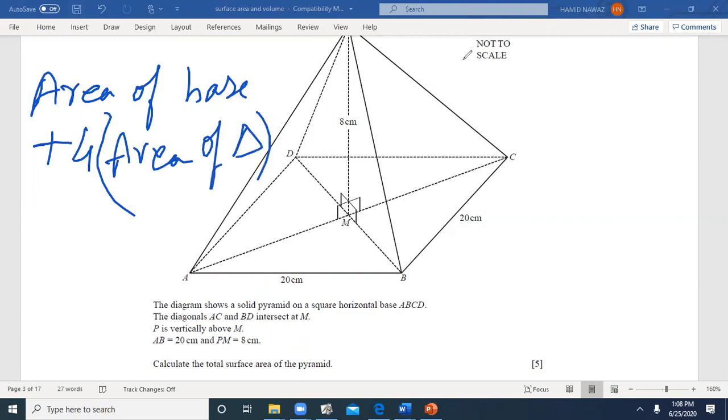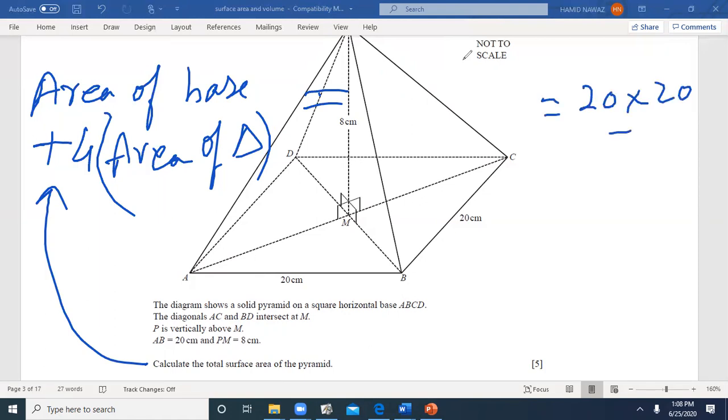See, this is how you find out the total surface area of this pyramid. So area of base is very easy. It is what? 20 times 20. I'm writing it here because I have to draw a lot of things on this figure now. Area of base will be 20 times 20 plus 4 times area of triangle. That is what we studied, 1/2 base into height.